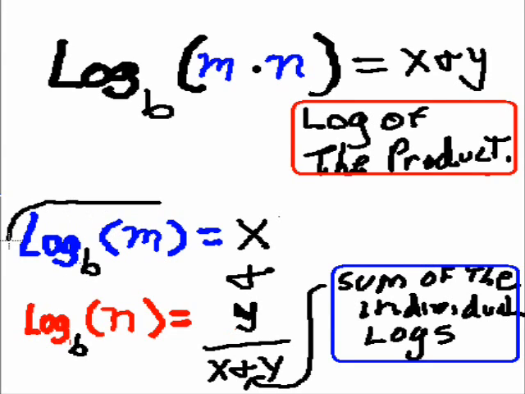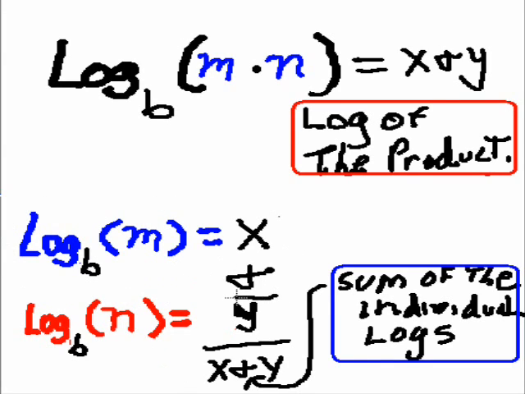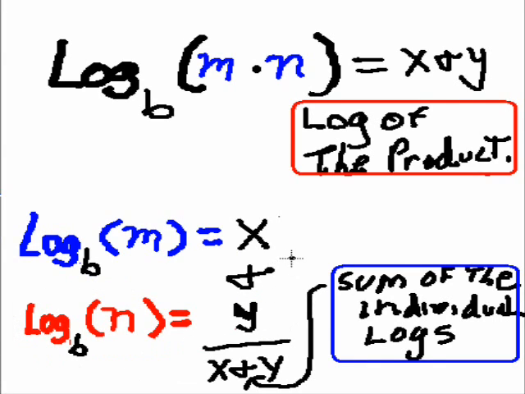Here's an individual log. And here's the other one. And here you can see I'm summing them up. And here is the answer, the sum, x plus y, which equals this x plus y in the upper right-hand corner. The log of the product equals the sum of the individual logs.